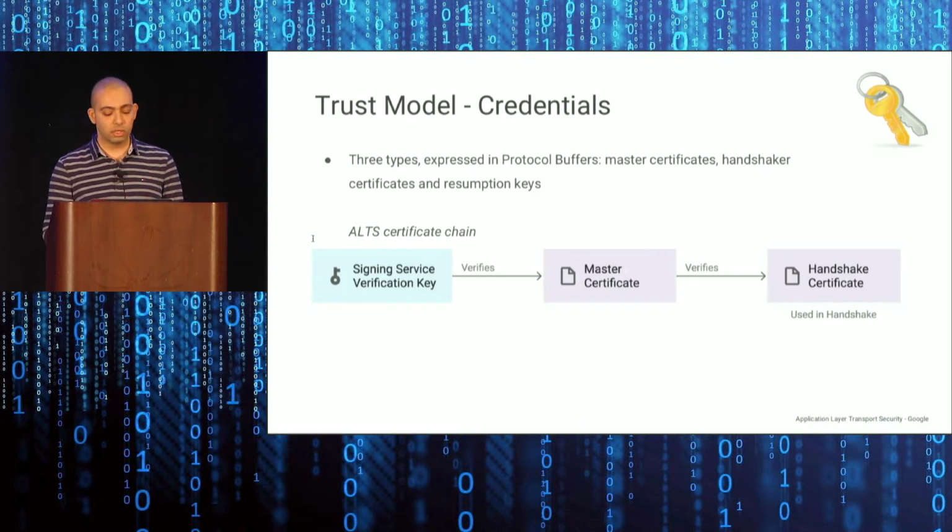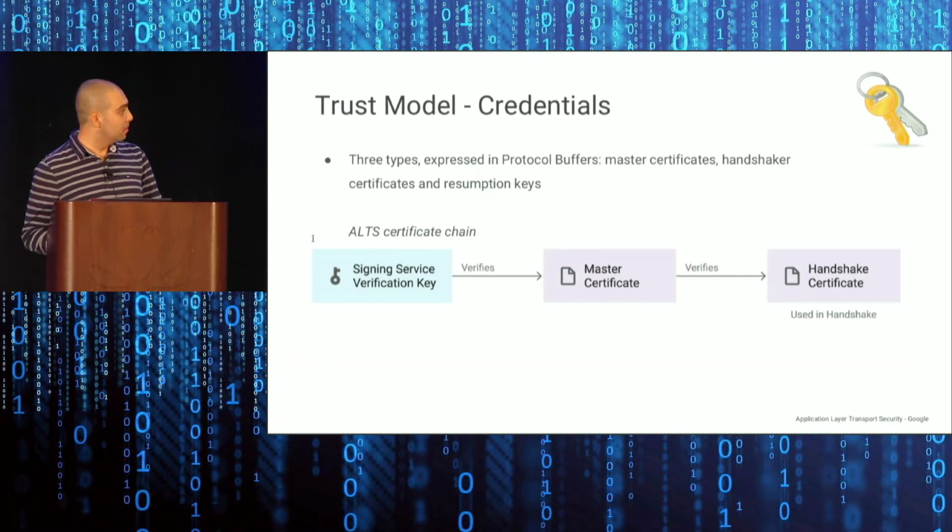The root of trust on the left is the signing service verification key, which is used to verify the master certificate, which is used to verify the handshaker certificate that are eventually used in handshakes.